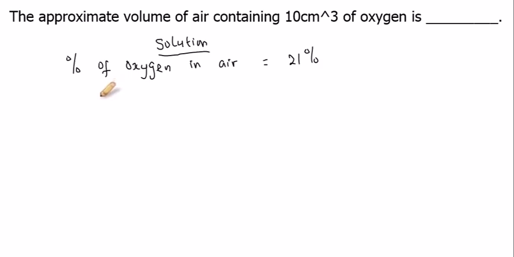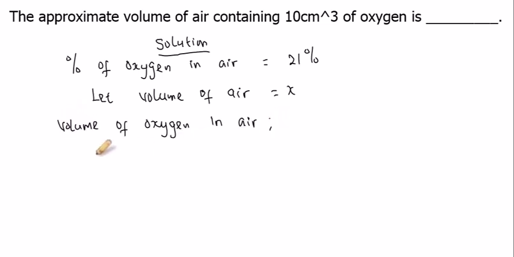Let the volume of air, because we do not know the amount of air, but we know the percentage that oxygen makes up in the air. So we say let the volume of air be X. Then the volume of oxygen in air is 21% of the air. So 21 over 100 multiplied by X equals 10 cm³, since we've been given the amount of oxygen in the air, but we do not know the volume of air.